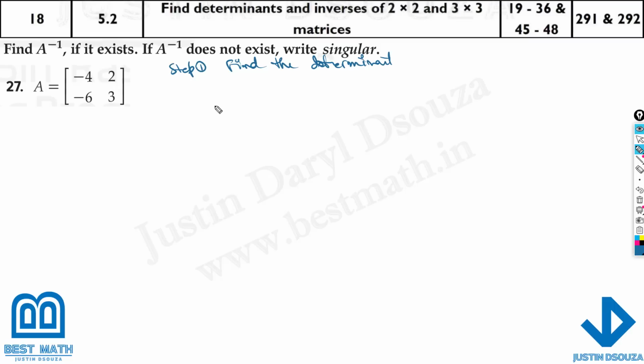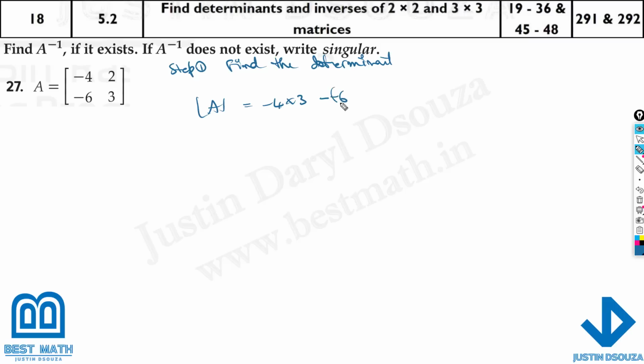And what you need to do is to find the determinant of A. I'm not going to write the formula; I'm directly solving it. Minus 4 times 3. But in the exam, it is better to write the formula. Write a matrix A with a, b, c, d, and then write the formula. It is a times d minus bc. So minus 4 times 3.